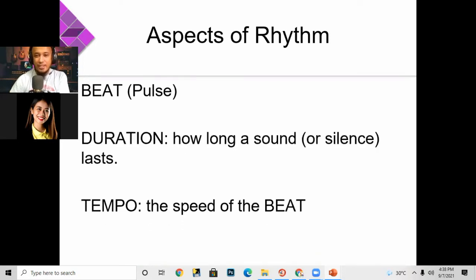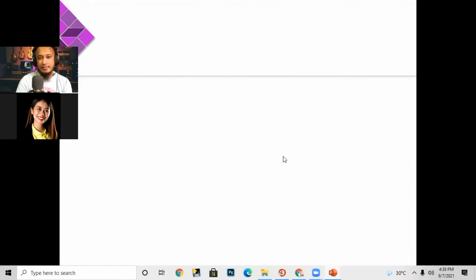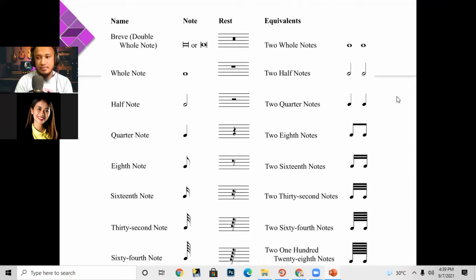How is it? Duration. How long a sound or silence lasts. Meaning pag sound, yung mga notes. Pag silence, meaning rest. But still counting. Continuous. Example, 1, 2, 3, 4. Bayang magiliw. Parang ganun siya. Meaning, there is a duration on how you sing a certain song. And then tempo, speed of a beat. Meaning, fast tempo, or slow tempo.